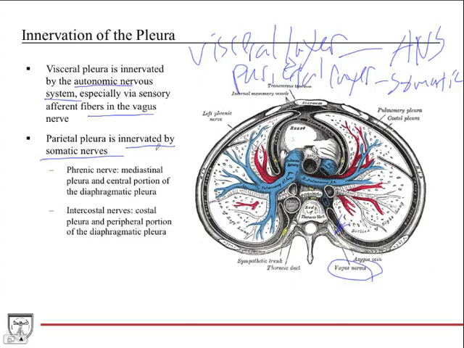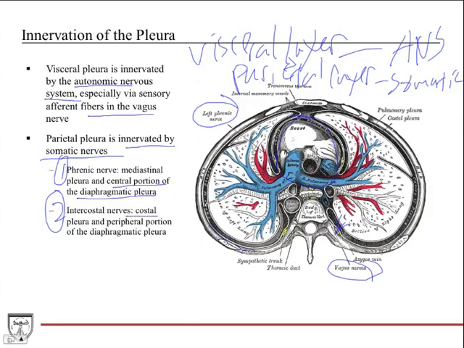The parietal pleura is innervated by somatic nerves, and the two somatic nerves to be aware of are the phrenic nerve and the intercostal nerves. The phrenic nerve innervates the mediastinal pleura because you can see it right here, running in this region. This would be the mediastinum where the heart is contained. So that would make sense that it would innervate the mediastinal pleura, and then the central portion of the diaphragmatic pleura, because as it gets down to the inferior portion and goes into the diaphragm, it's going to innervate the diaphragmatic pleura.